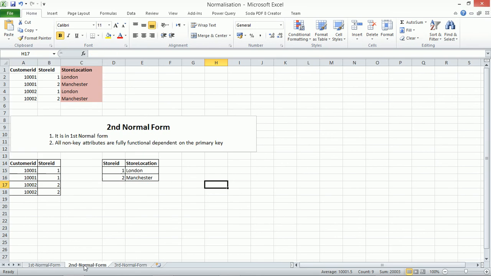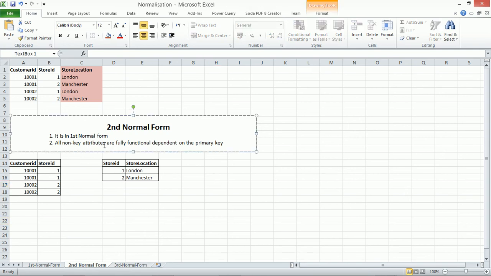Moving on to the second normal form. Second normal form says that your data structure should already be in the first normal form. If your data structure is not in the first normal form, then you cannot start on the second normal form. The second thing it says is that all of your non-key attributes should be fully functionally dependent on the primary key attributes.